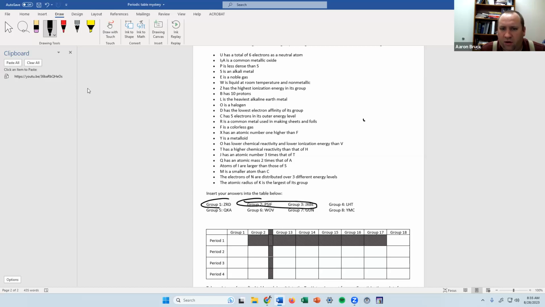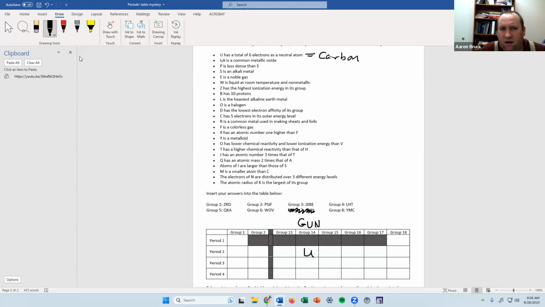Now, the other clues that we can get are from some of these other things. If I go to my first clue here, U has a total of 6 electrons as a neutral atom. Well, that means that U is carbon, and carbon would be found in group 14. I don't know much other than I know U is right here, but I'm going to put GUN on top of group 14 because I know that if U is here, G and N have to be there somewhere. It's just a matter of where. So I'm just going to cross that one out real quick. So that was clue number 1.